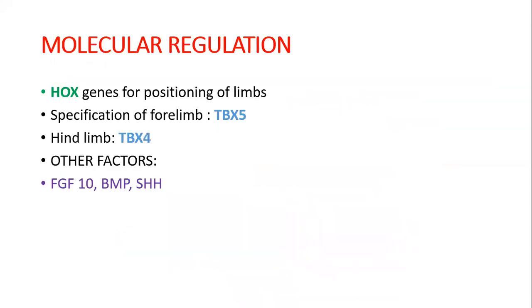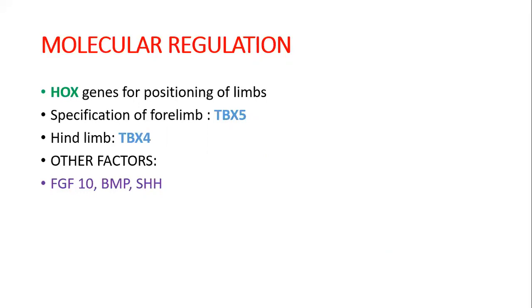So now coming on to the molecular regulation of the limb. In the molecular regulation, you must know what genes control the specification of the upper limb and the lower limb, and what genes control the positioning of the limbs. The positioning of the limbs along the craniocaudal axis is controlled in the embryo by the Hox genes, which are expressed from head to toe. So Hox genes are important for the craniocaudal positioning of the limb.